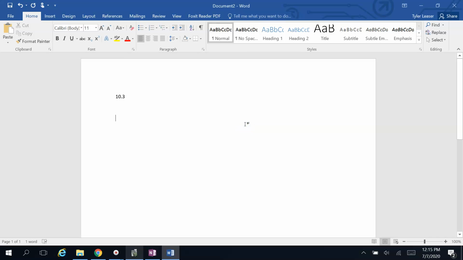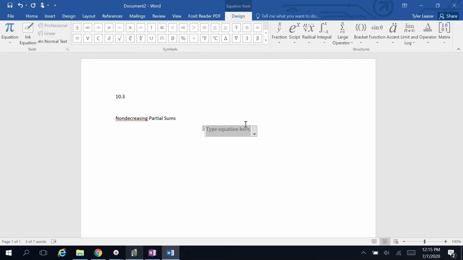All right, 10.3. So just some definitions to start off with. We need to look at non-decreasing partial sums, for a specific reason: we need this for the next theorem that we're going to jump into. So a non-decreasing partial sum, I hope it's pretty obvious, basically means that when you are finding the partial sums, they're always either staying the same or increasing.